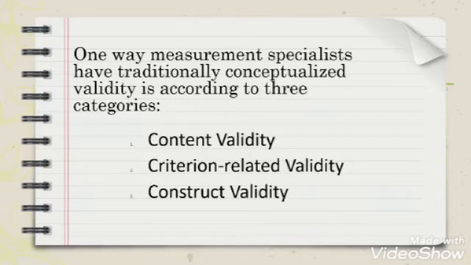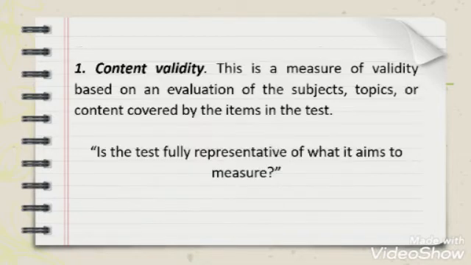Now, one way measurement specialists have traditionally conceptualized validity is according to three categories: content validity, criterion-related validity, and construct validity. Content validity is a measure of validity based on evaluation of the subjects, topics, or content covered by the items in the test. This shows evidence that test items adequately reflect the test domain. This also usually results in high face validity. Its goal is to really ensure that you comprehensively capture or cover the test domain of interest.